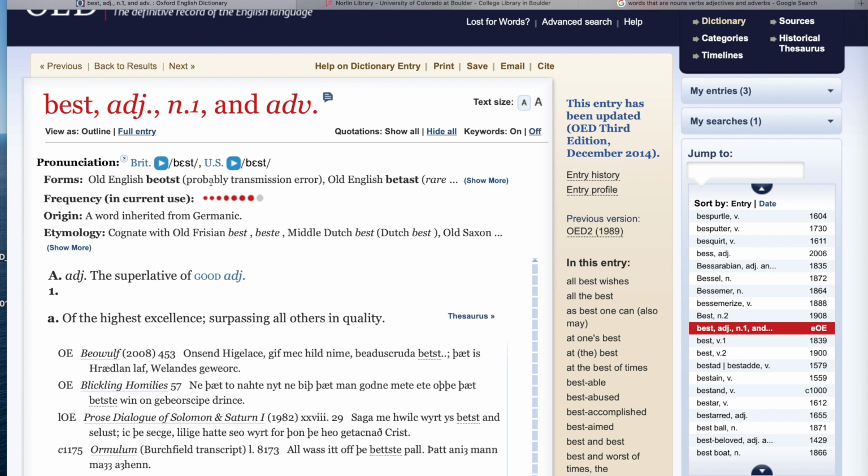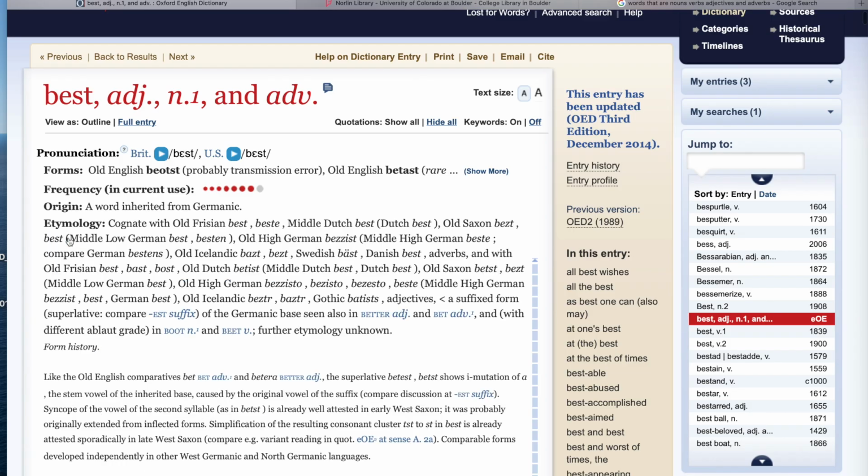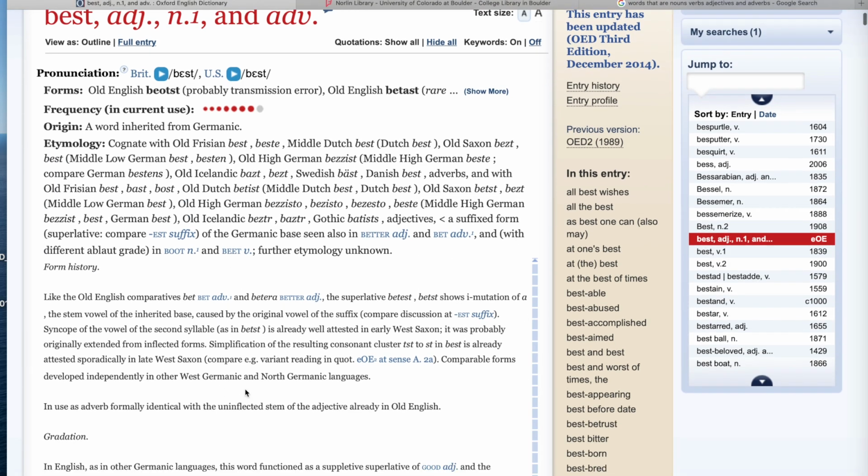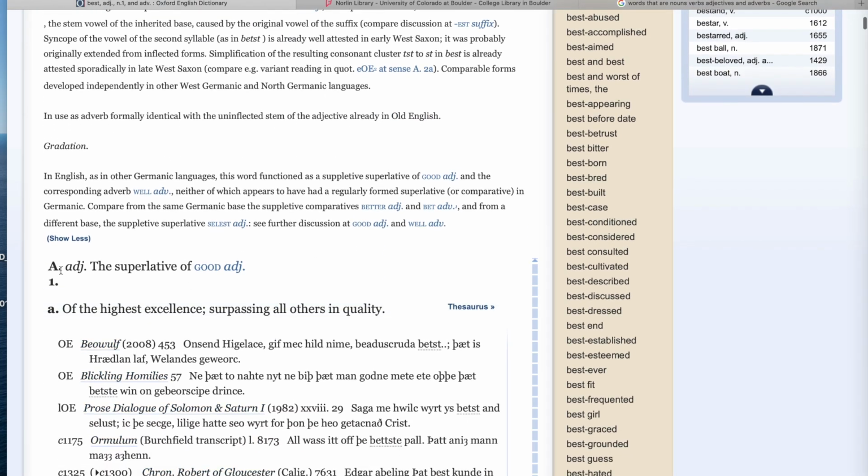Here's its Old English form, so we know that it's a pretty old word. Its etymology comes from Old Frisian and Middle Dutch and Old Saxon. If I want to see more about the etymology, I can see its cognates in a whole bunch of different languages. Here is the adjective form.